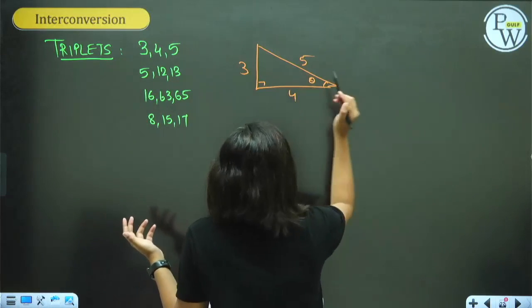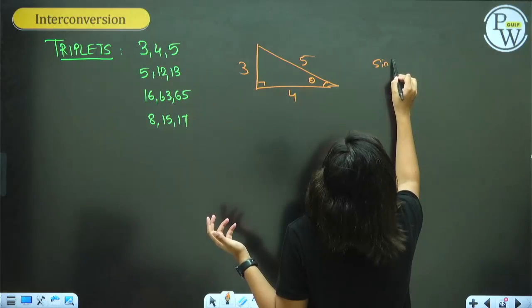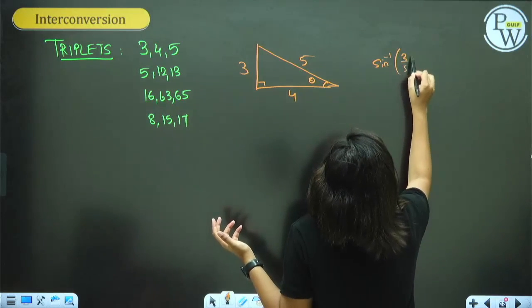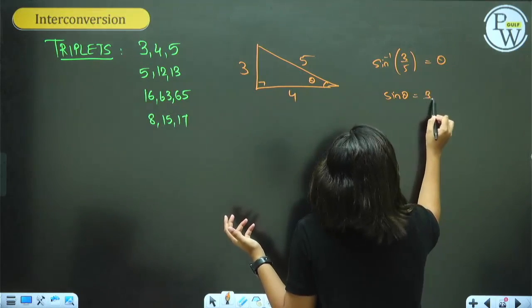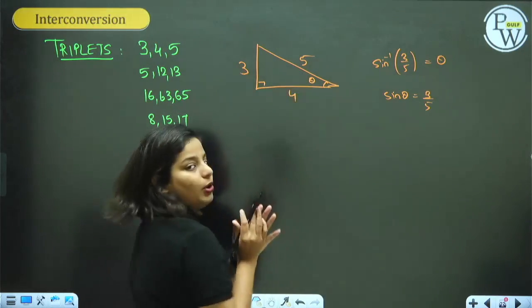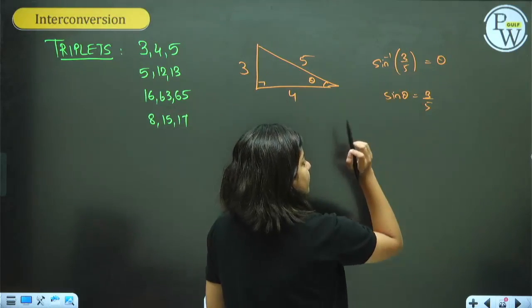Example, in this question, let's say sine inverse of 3 by 5 is equal to theta, or in other words, sine theta is 3 by 5. Do you agree? Sine is opposite upon hypotenuse, sine theta is 3 by 5. So theta is sine inverse of 3 by 5.